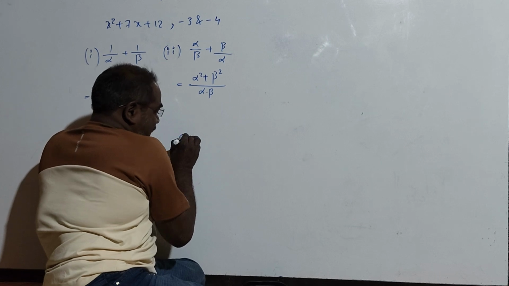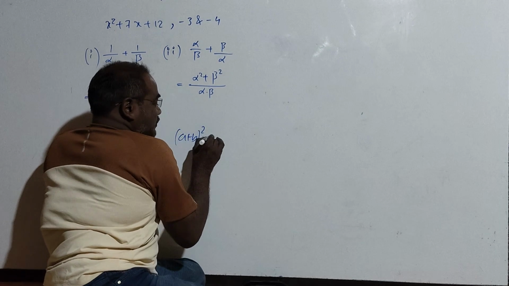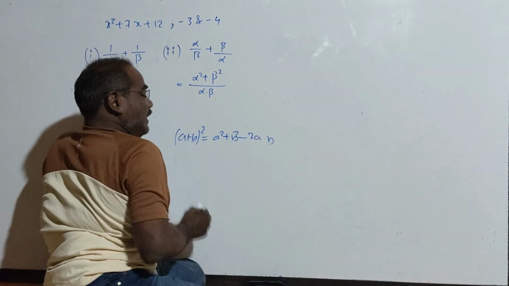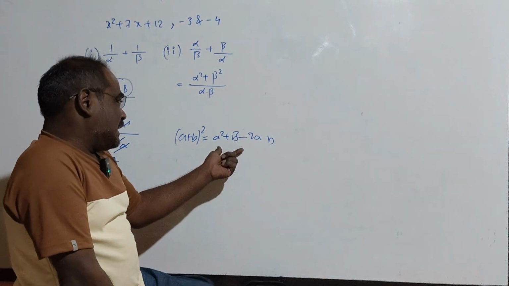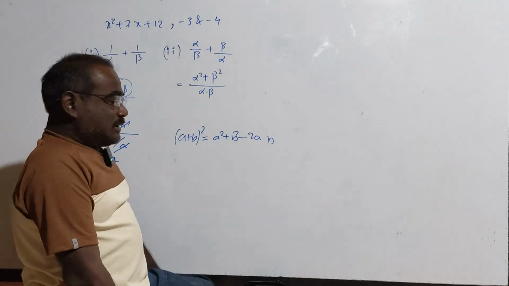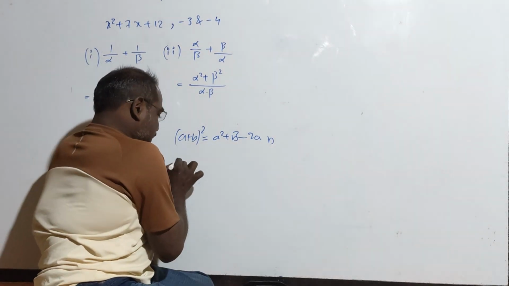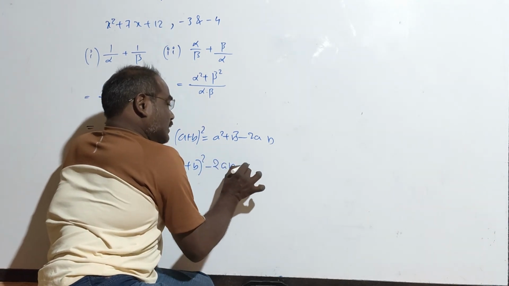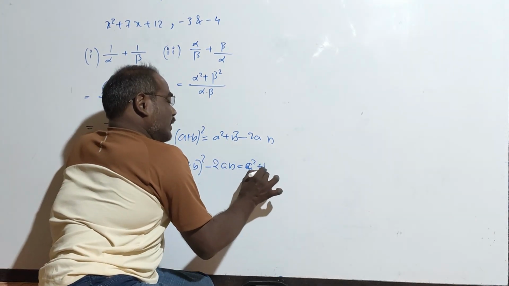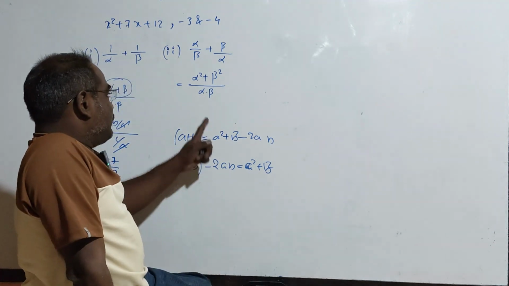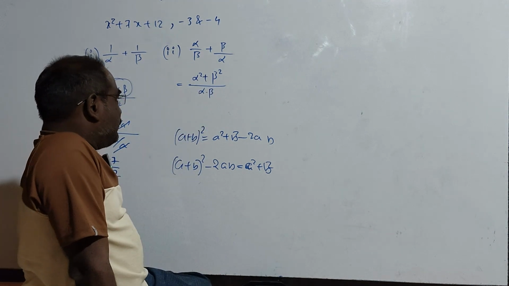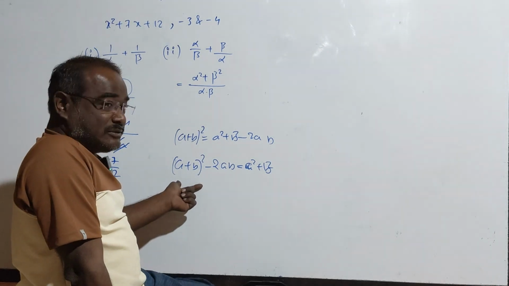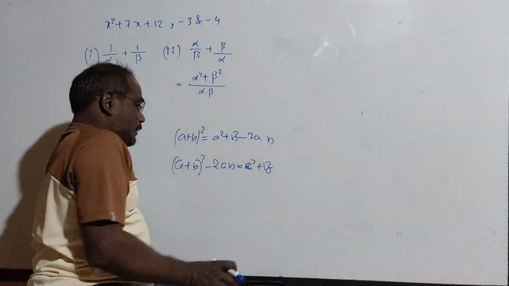We will study one thing: a plus b whole square equals a square plus b square plus 2ab. Here, what is he asking? He is asking the value of a square plus b square. By taking this, it will become a plus b whole square minus 2ab is equal to a square plus b square. Means in the place of alpha square plus beta square, we can write alpha plus beta bracket square minus 2 alpha beta, right?